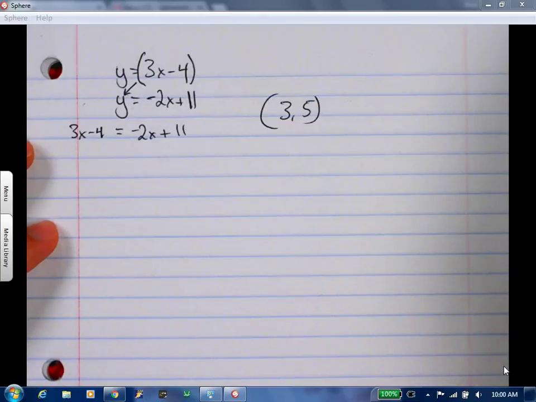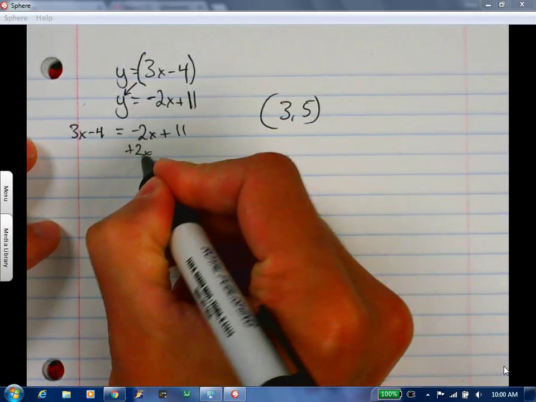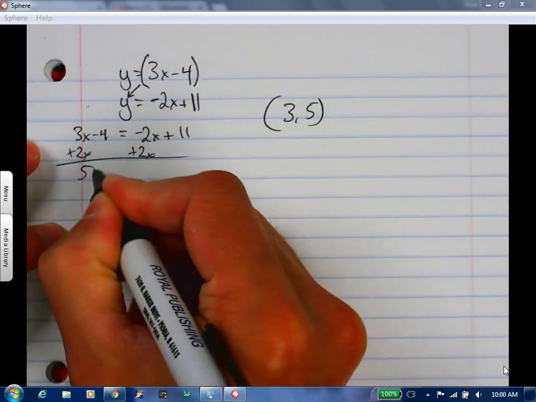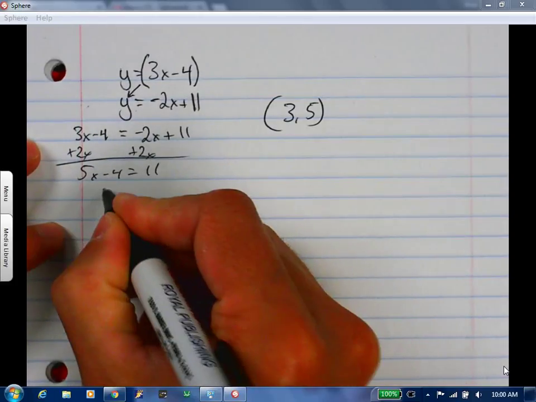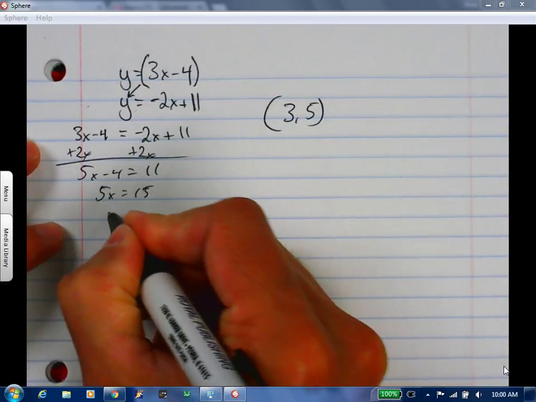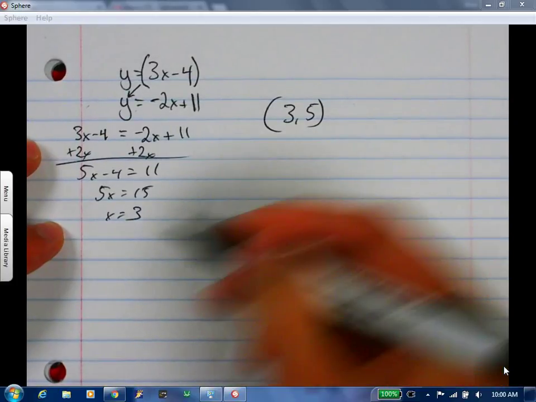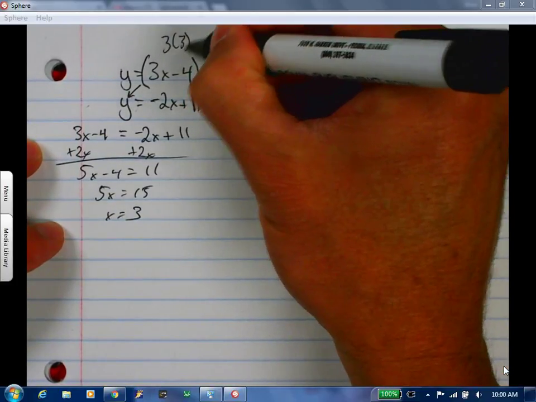Okay. You add the 2x over. 5x minus 4 equals 11, so 5x equals 15, so x equals 3. Plug it back in. 3 times 3 minus 4 is 5, so 3, 5.